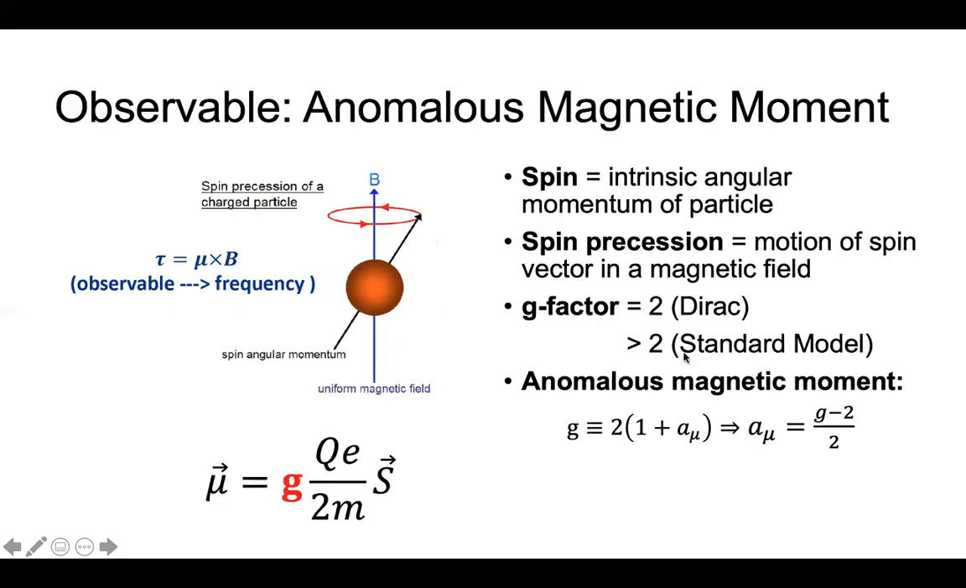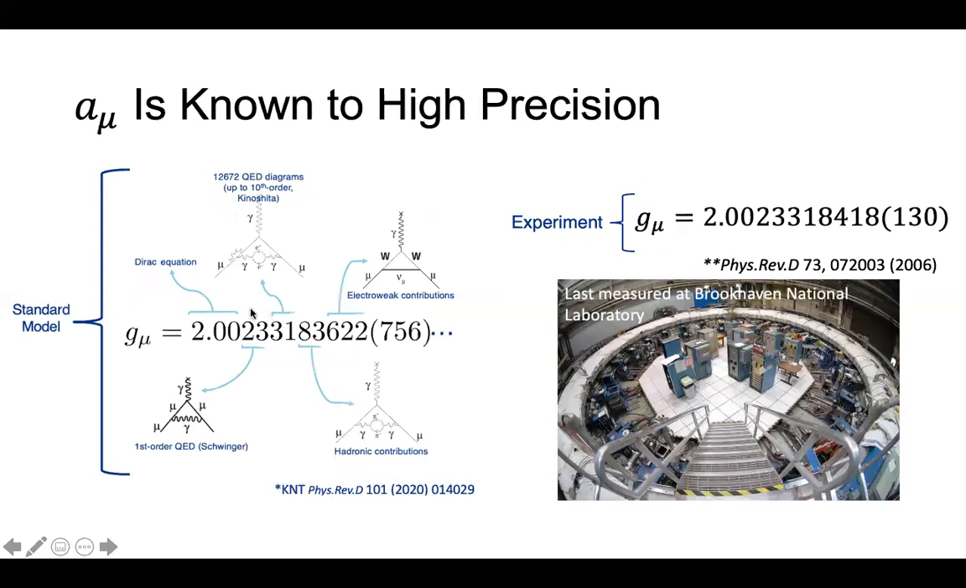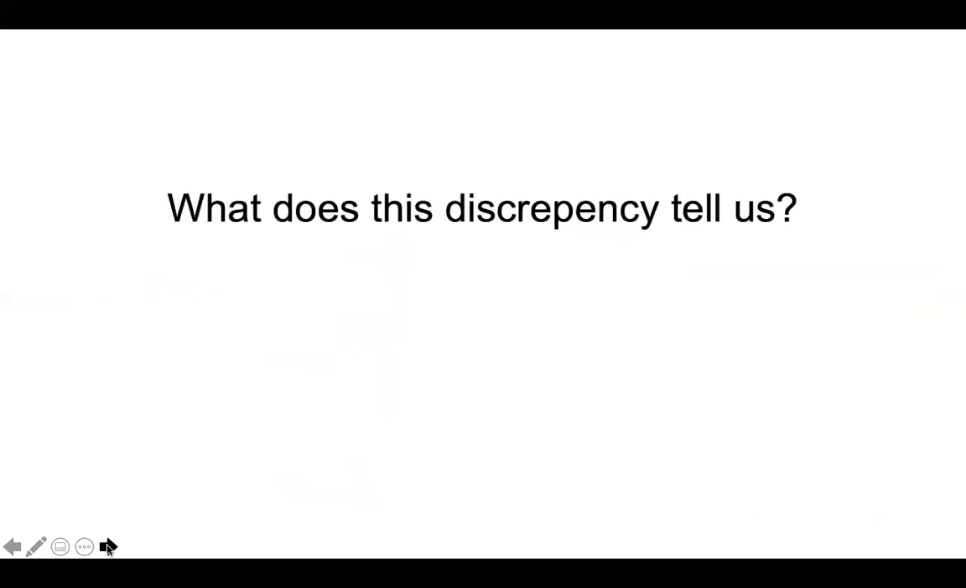Dirac said it should be 2. The standard model, which is our best theory of particle physics, says it should be greater than 2. And so to account for all that stuff that's bigger than 2, we hold it all in this term called a_mu, and that's the anomalous magnetic moment. Now, we know that all this stuff greater than 2 from the standard model should come out numerically to this value, and this is showing all the different interactions that cause these numbers. But when we measure this in experiment, we see that we get a totally different value. So we need to ask ourselves, what's going on? Why are these two numbers different?